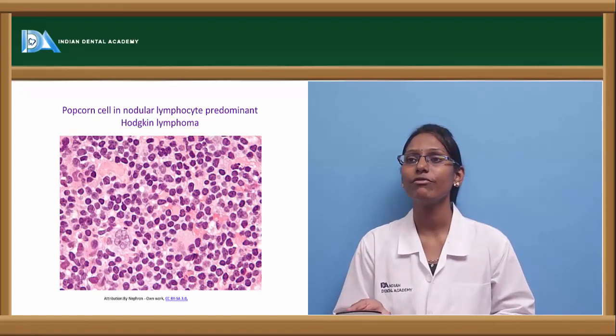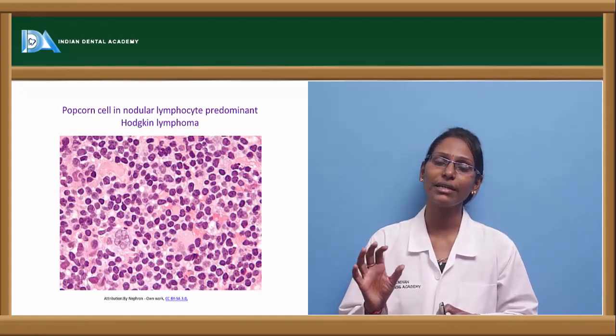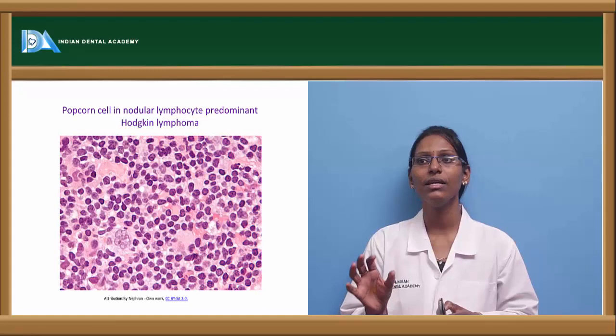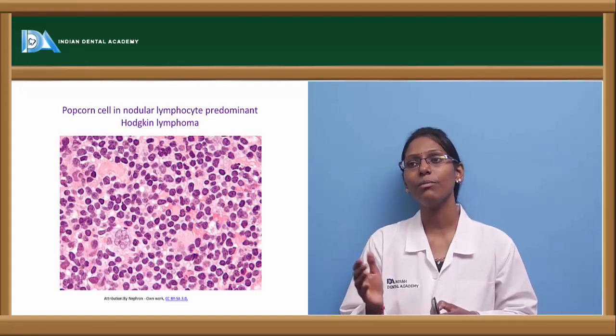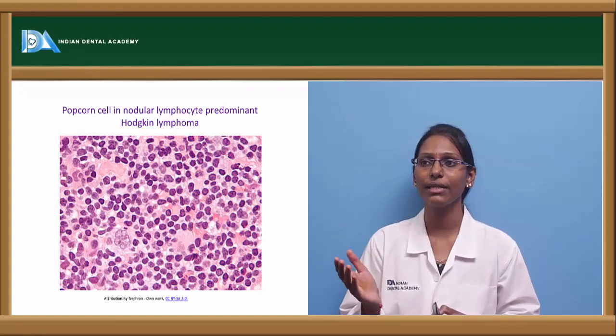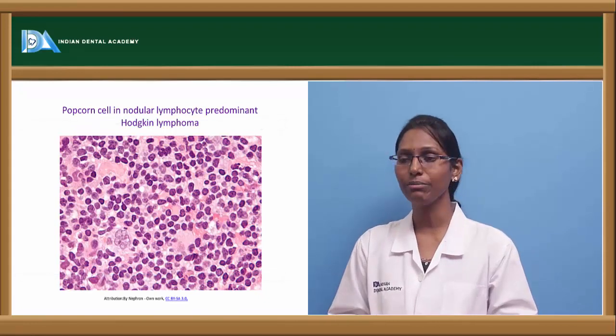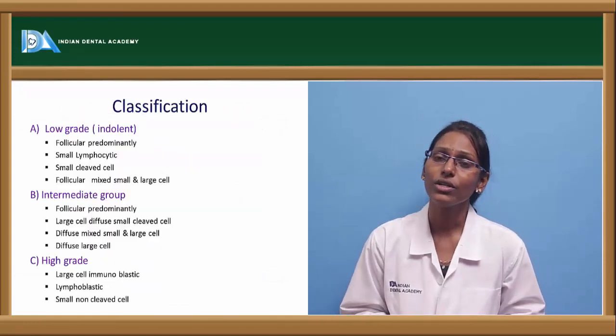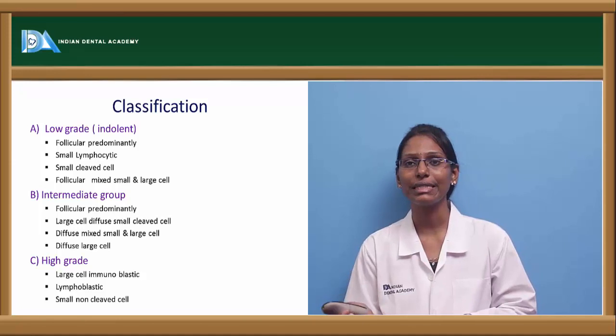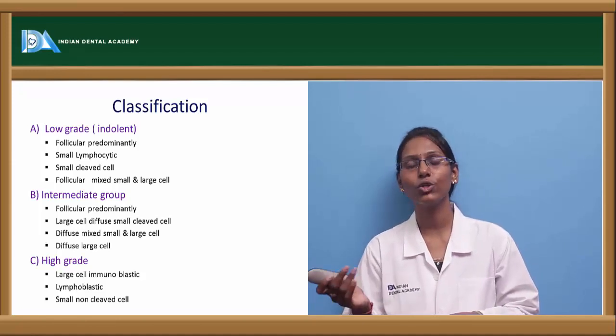This lymphoma has a peculiar feature in the smear, that is popcorn type of cells. This picture shows the popcorn cell in nodular lymphocyte predominant Hodgkin's lymphoma. Non-Hodgkin's lymphoma is further classified into 3 types: low grade, intermediate grade, and high grade.